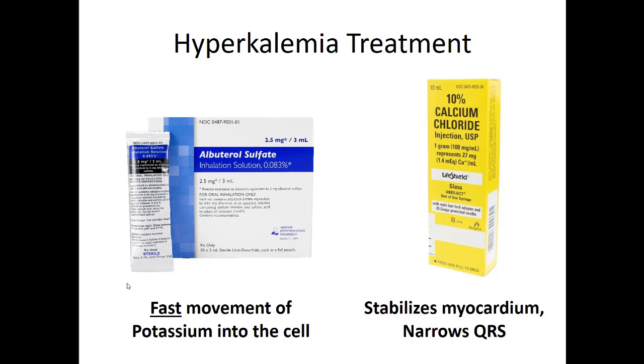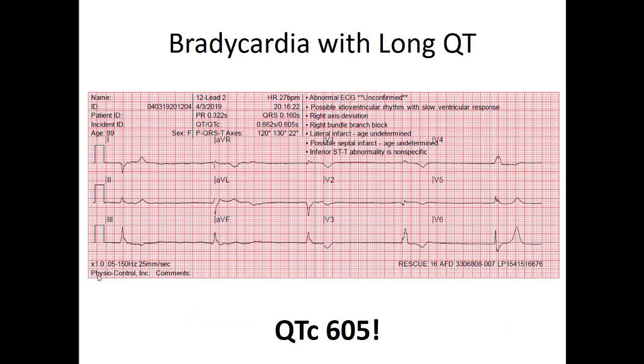And so you can actually watch as you give the calcium, the QRS should narrow before your eyes. But realize this is not going to affect your potassium level at all. It's just going to stabilize the heart. So if you're trying to get potassium where it needs to be, you need to be giving that albuterol as well.